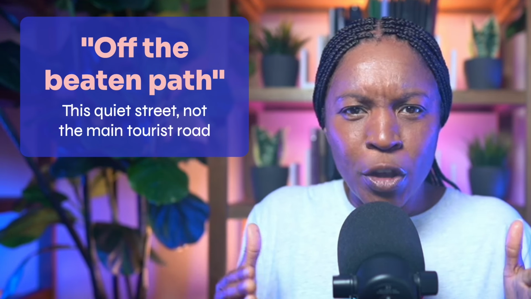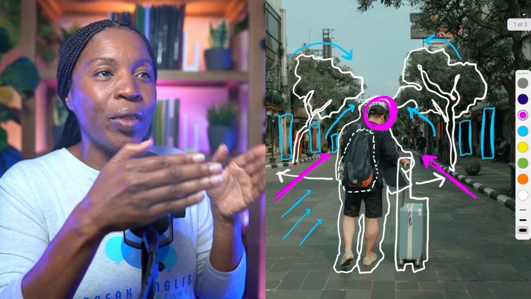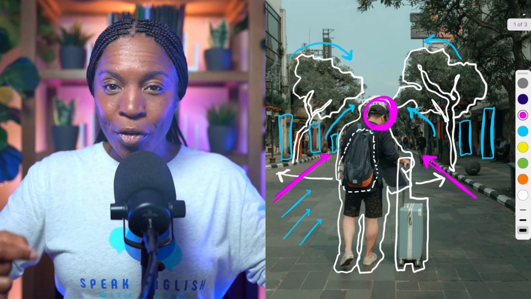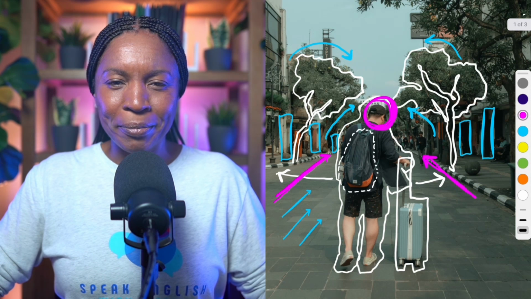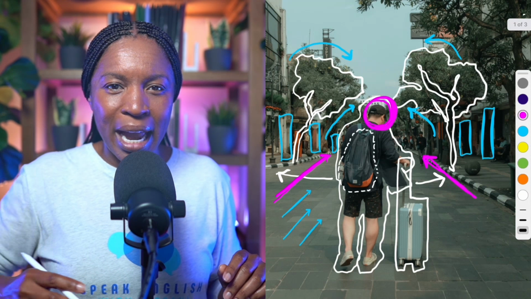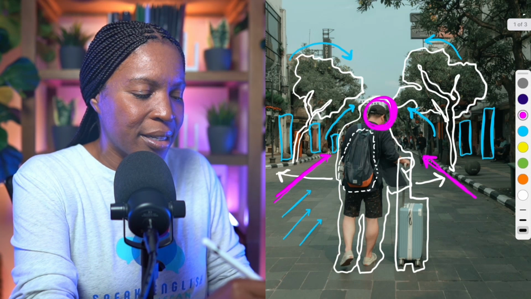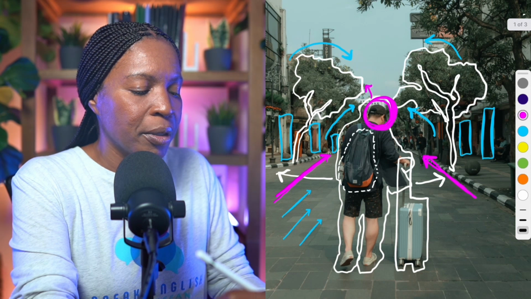This man who is traveling alone, this is the world we're looking at, holding his suitcase, thinking to himself, I need to get my bearings straight. I am off the beaten path, this quiet street, not the main tourist road. We don't see a lot of tourists on this road. He is off the beaten path. Then, as we look at this image for this man, we can see that maybe the next thing he'll do is start to look up.